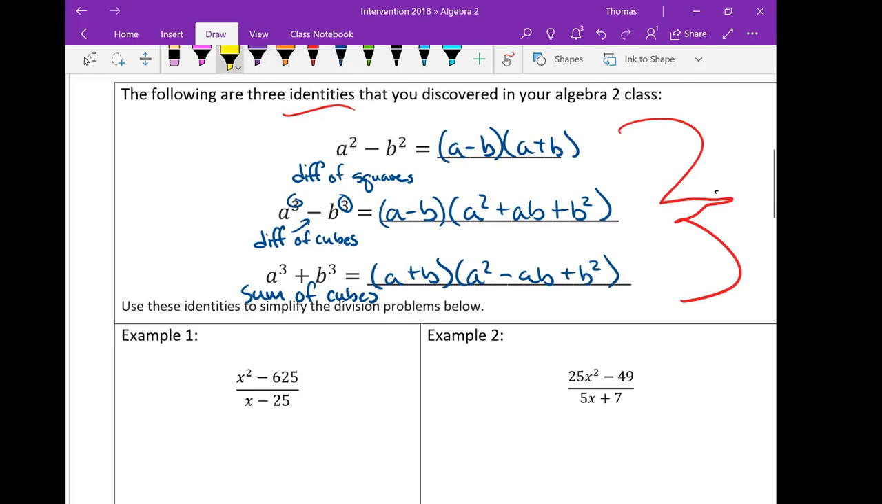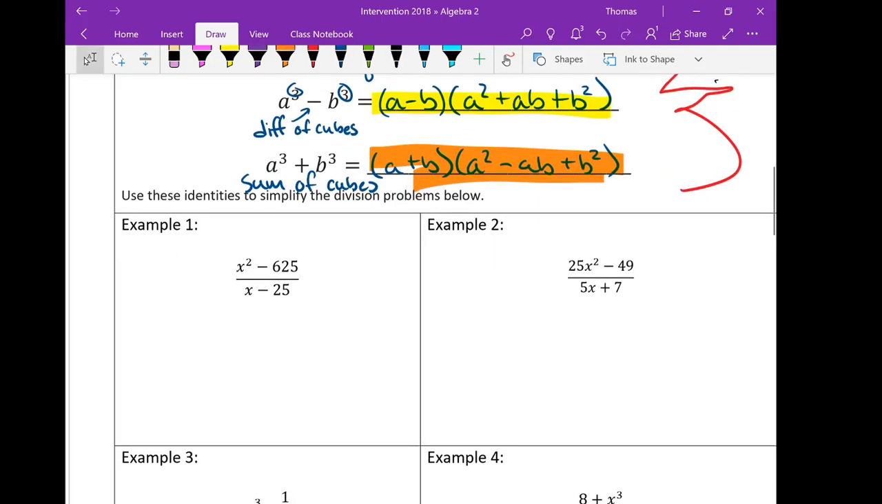Looking at these, the sum of cubes and the difference of cubes are pretty similar. They just have that one minus sign that's different in the first term and in the second term. And then our difference of squares is pretty straightforward. What this is saying is we can take these differences and break them up into smaller parts. And then what we're going to do now is use those to simplify expressions that have division.